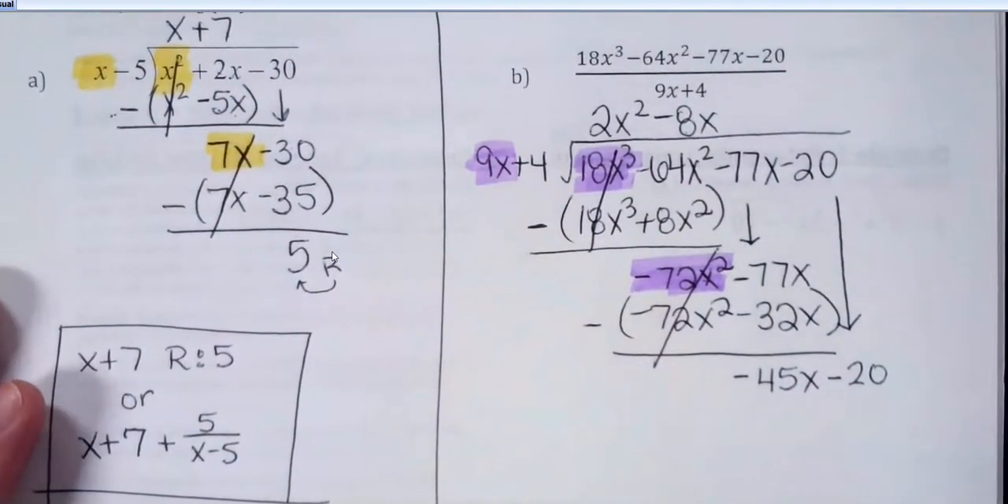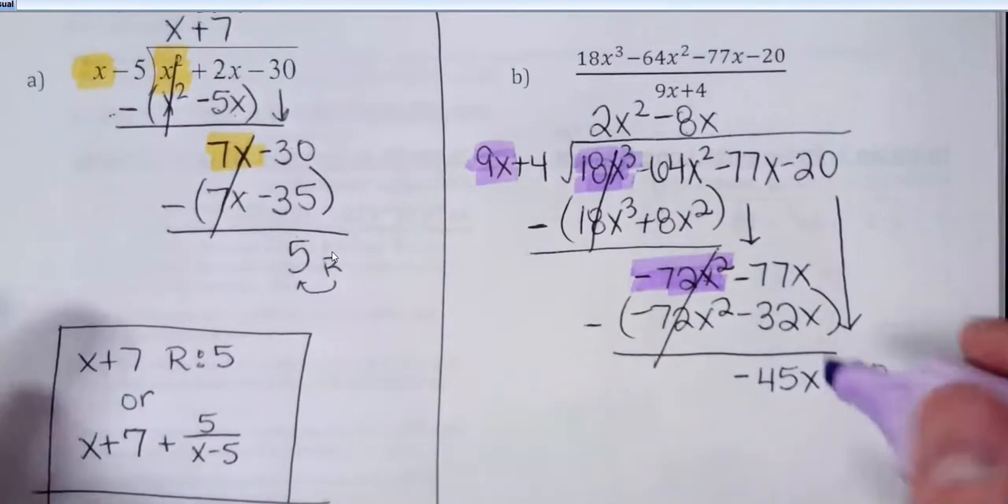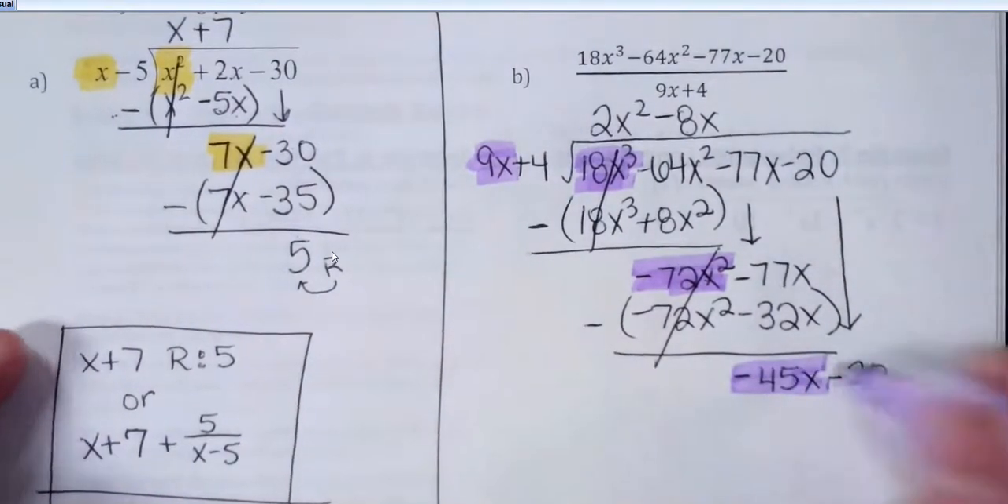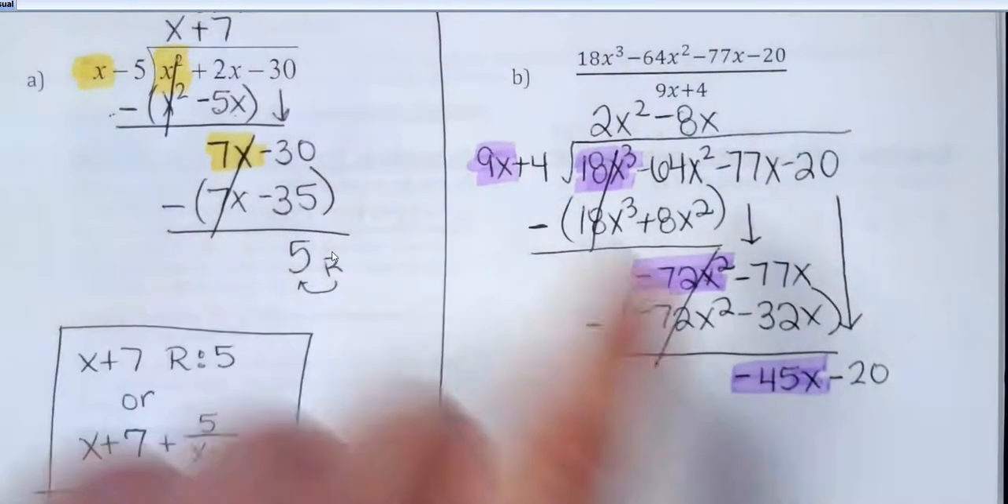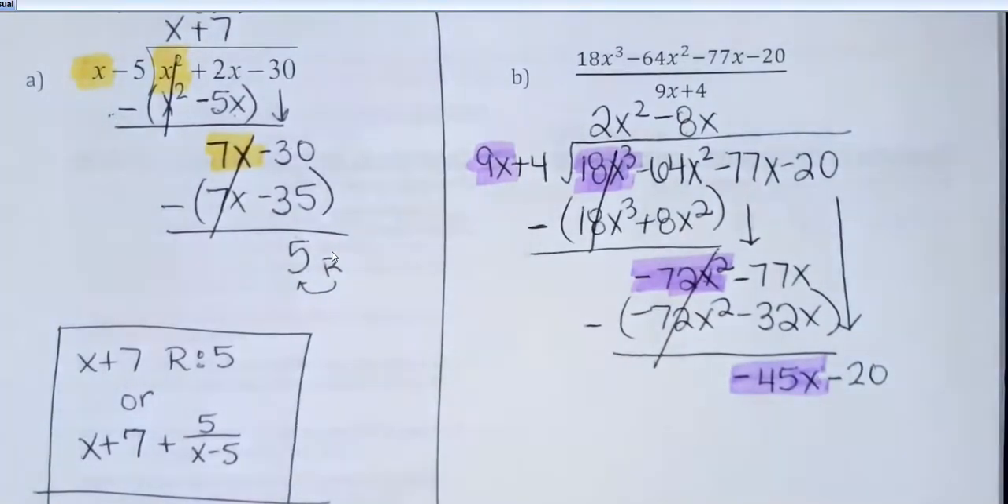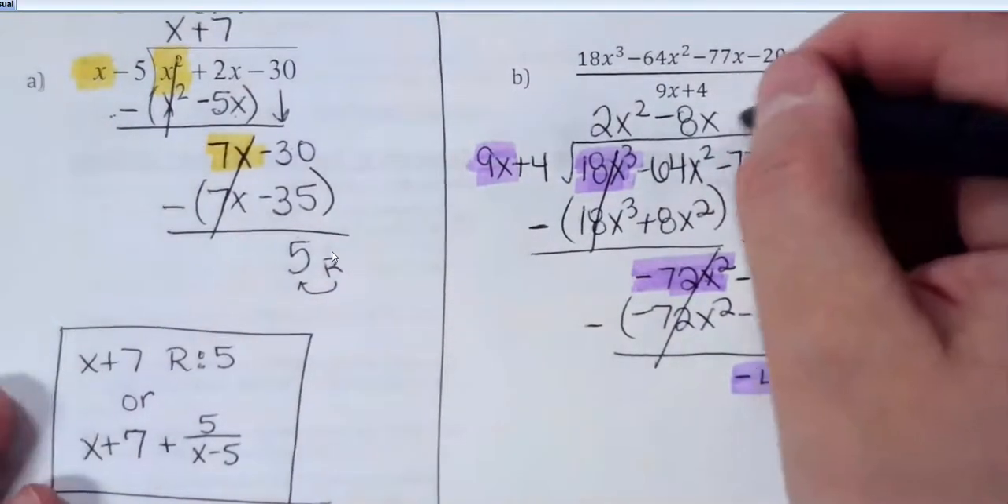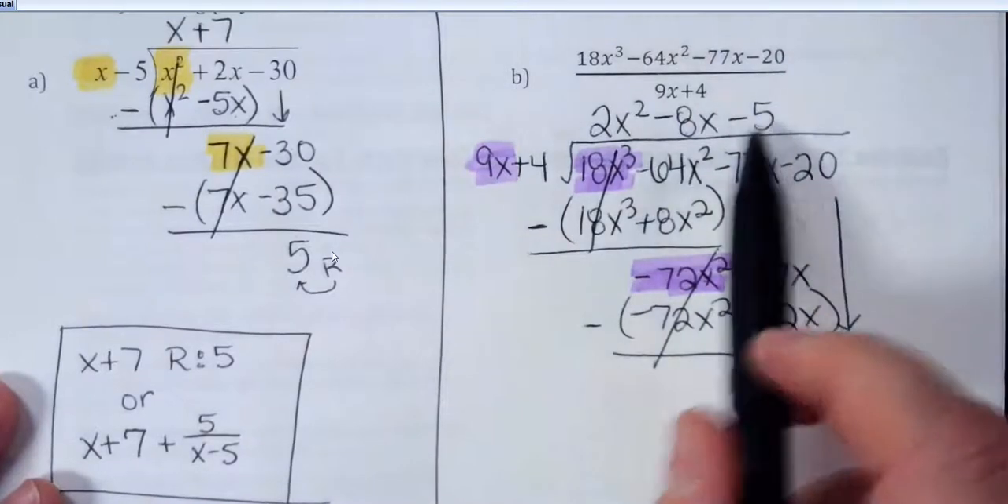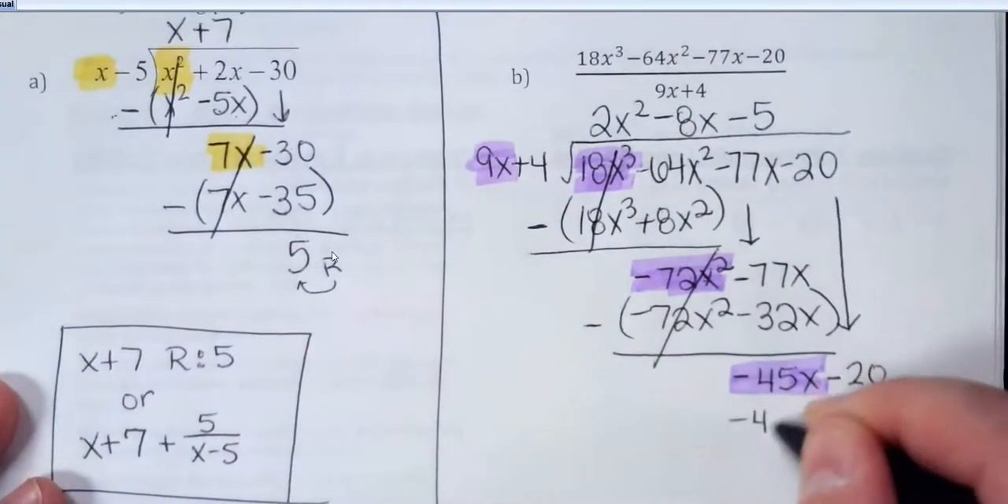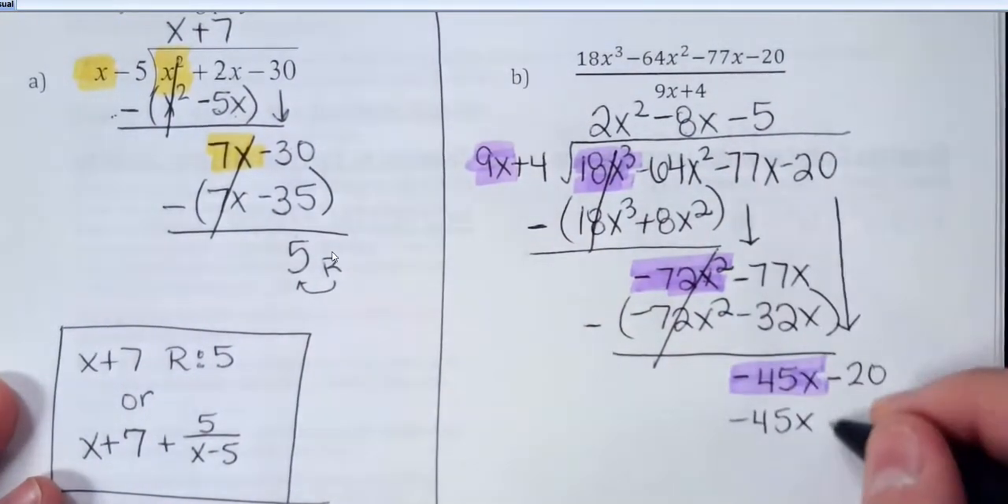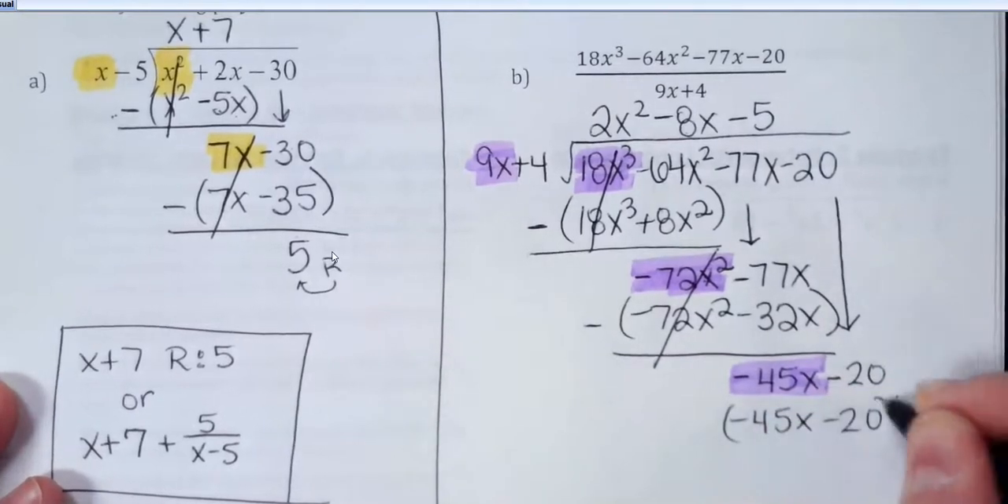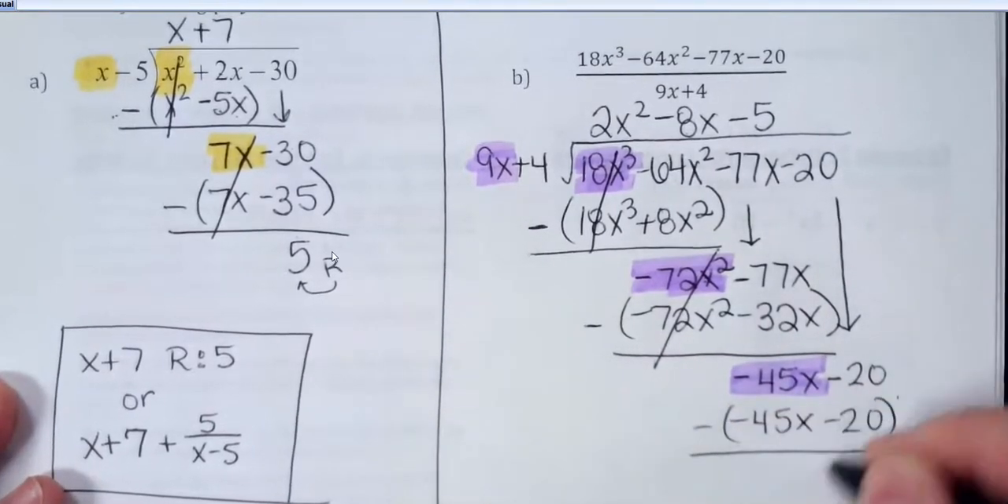Okay, what would you multiply 9x by to get negative 45x? Negative 5, right? All right, so negative 5 up here. Negative 5 times 9x is negative 45x. Negative 5 times 4 is negative 20. It is perfect, isn't it? There is no remainder here.